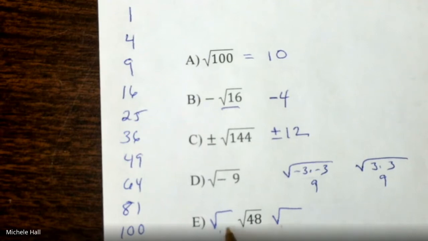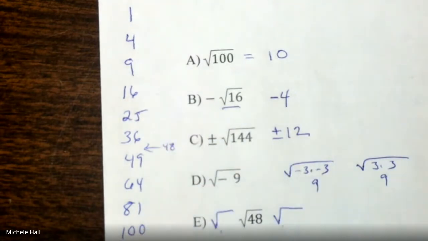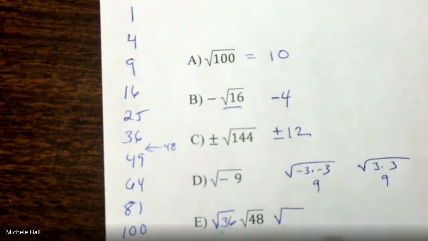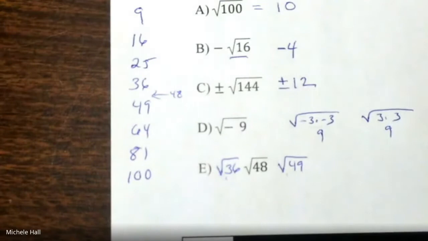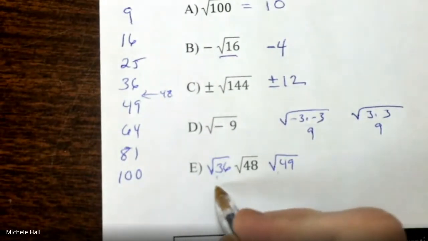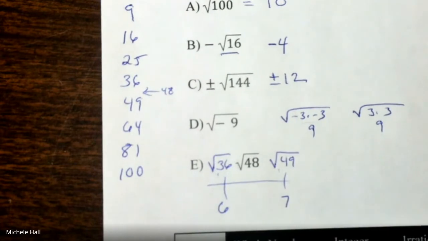What's the perfect square before? So I can see right here, that's where 48 would fit in. So the perfect square before is the square root of 36, and the square root of 49 is the perfect square after 48. Well, I'm going to make a number line right here below it. What's the square root of 36? What's the square root of 49? I have just narrowed it down between two numbers. The square root of 48 is somewhere between 6 and 7.